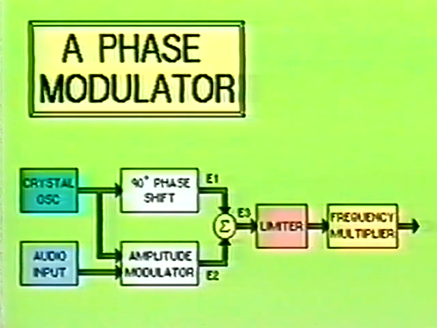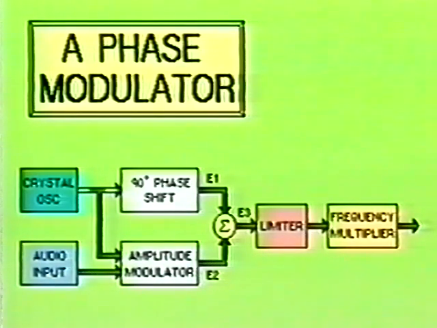Here you see a block diagram of a typical phase modulator circuit. Notice that the crystal oscillator and the audio input both feed into the amplitude modulator stage. The output of the amplitude modulator stage will be a standard in-phase amplitude modulated RF wave, the frequency of which will be that of the crystal oscillator.